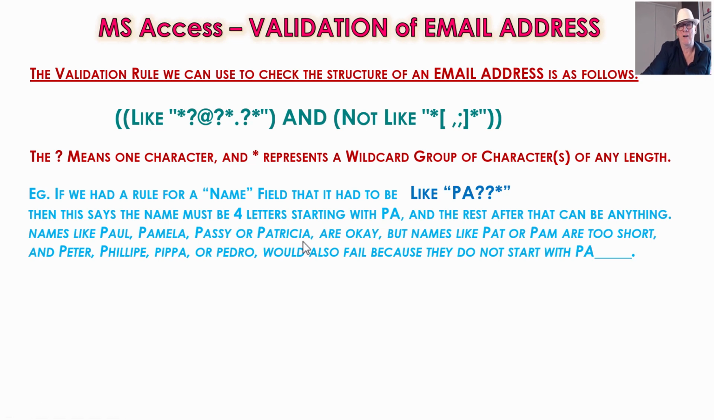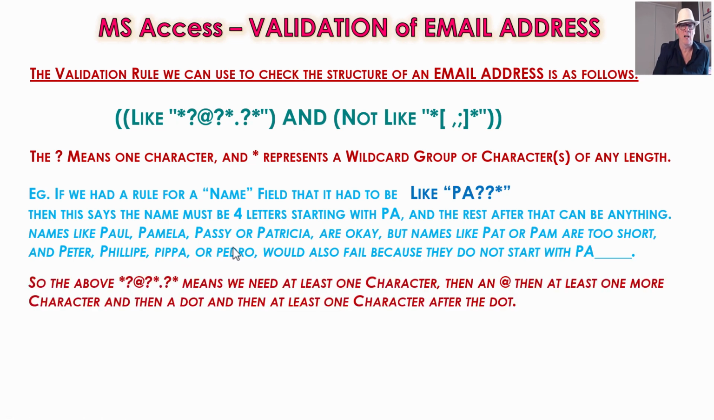And there's a whole other area too called regex, pattern matching, which we do in the VB.NET program. We won't go into it here. So the above, question mark star @ question mark star dot question mark star, means you've got to have at least one letter, then an @ sign, at least one letter, then a dot, and then at least one more letter. That's what this whole email address is. So that's how we do the something at something dot something else.